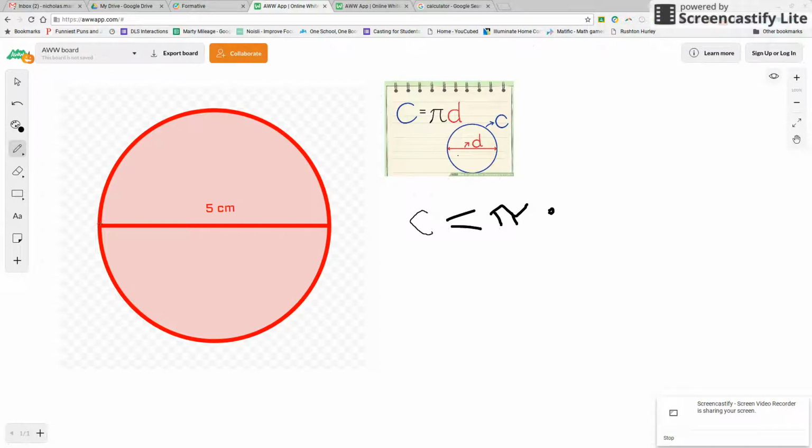Well, our diameter is from one side of the circle to another. That's something we can easily measure with a ruler. Measuring the outside of a circle with a ruler is pretty hard. So we see that it's 5. All I have to do is take pi times 5. We know that pi is 3.14. We can kind of round it. We're going to use 3.14 times 5, and it's going to get us our answer.